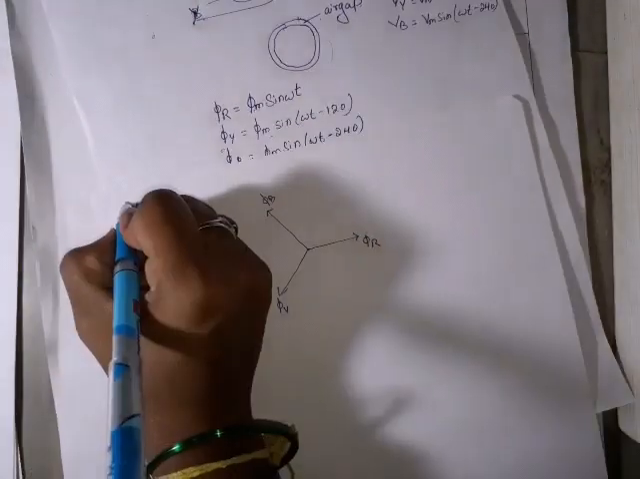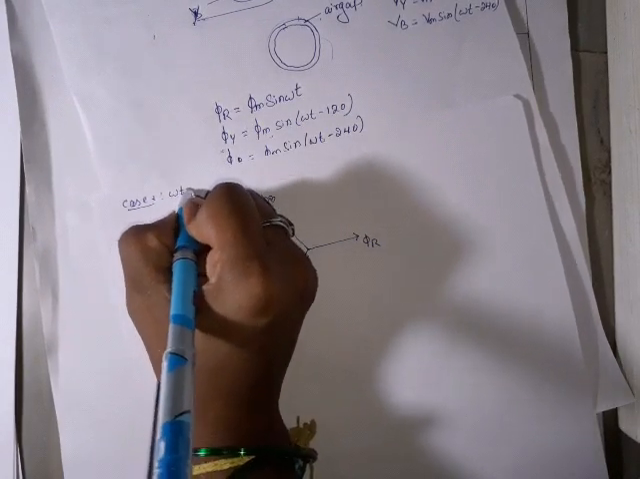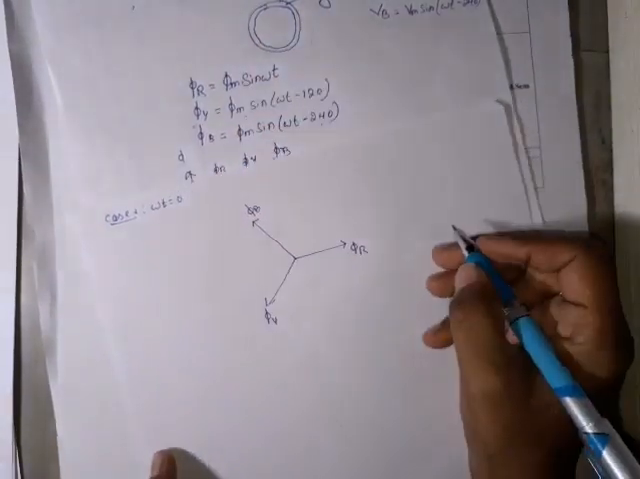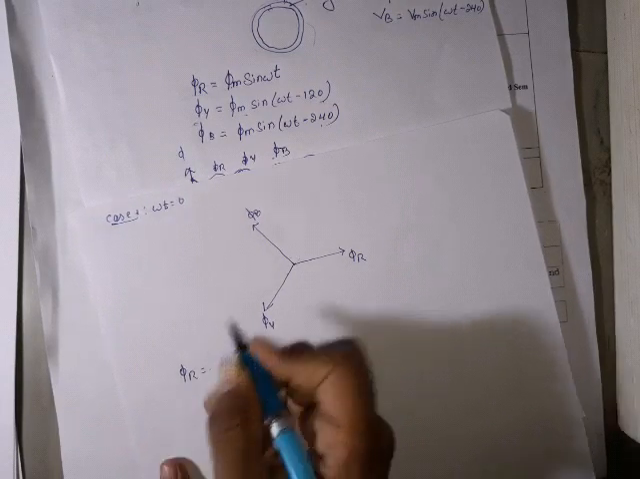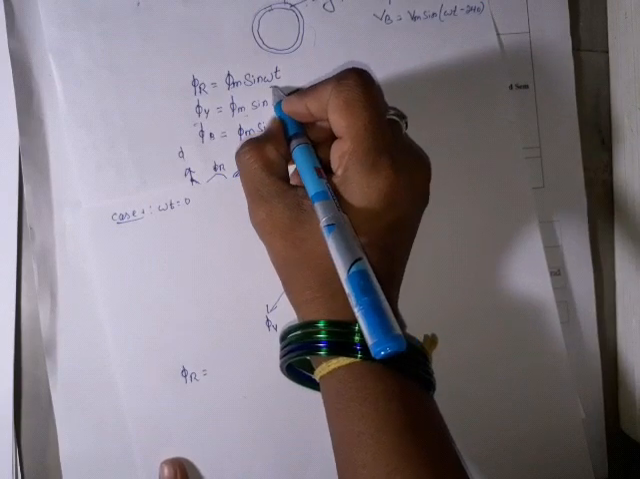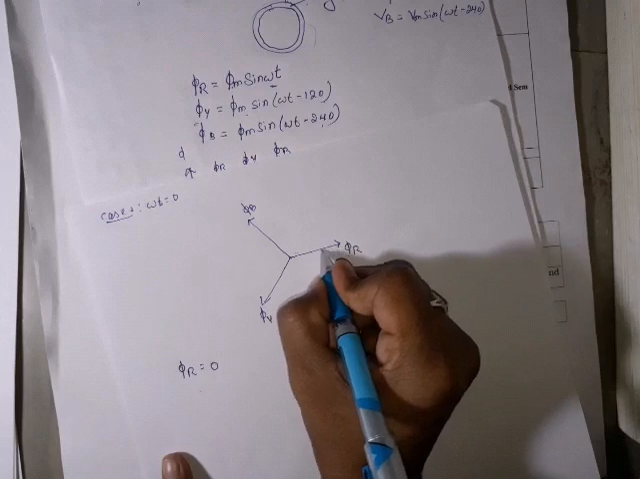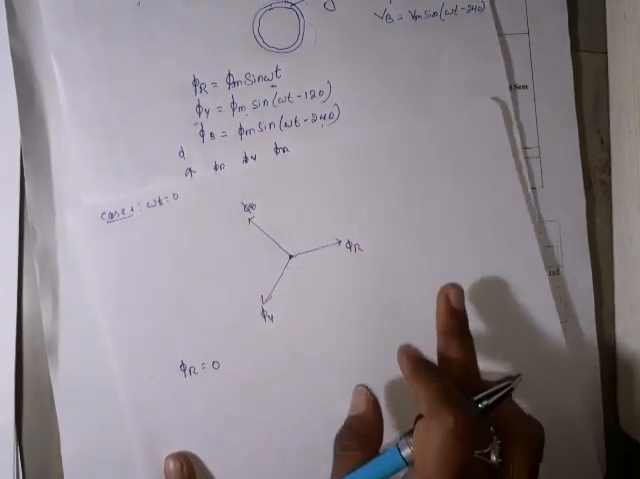First case, I have taken case 1. So case 1 is omega t is equal to 0. Substitute in these three equations. If you substitute here, what will you get? Phi r is equal to phi m sin omega t. What is the value of omega t? Omega t is 0. Sin 0 value is 0. So phi r will become 0. So the magnitude of phi r is 0.